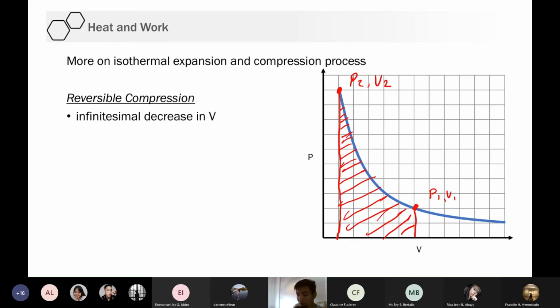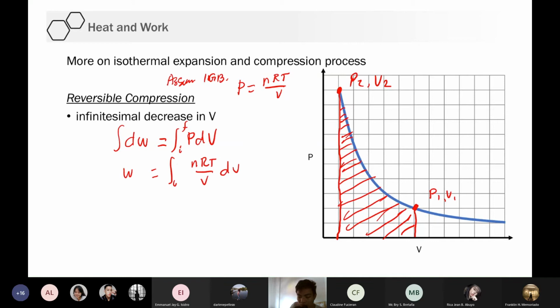Okay, so, ibig sabihin, calculus tayo ulit. dW equals P dV. This time, positive na yan kasi compression. So initial, final, assuming that gas is ideal, we say P equals nRT over V. Assume ideal gas behavior. So this will become nRT over V, dV, initial, final. Yung nRT, labas mo kasi constant sila. Integrate 1 over V, dV. So same lang yan sa kanina. ln Vf over Vi.